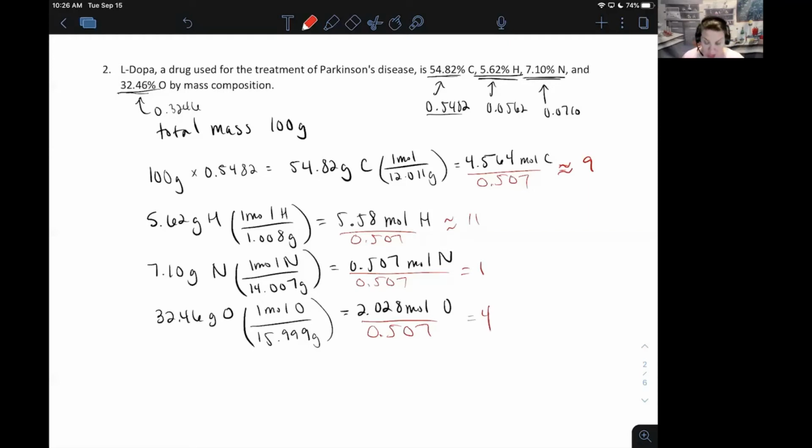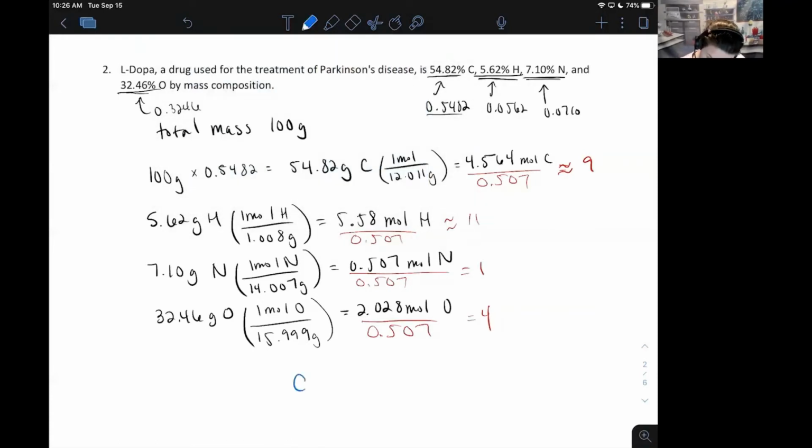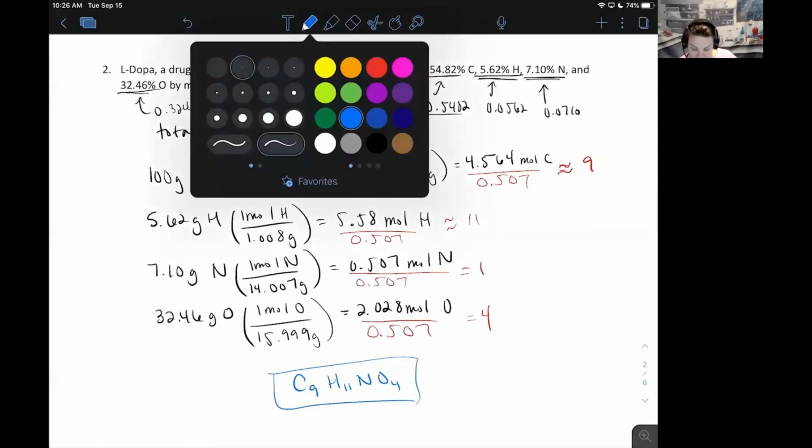Interesting. So we would say that our formula here is C9H11NO4. So that is our empirical formula for L-DOPA.